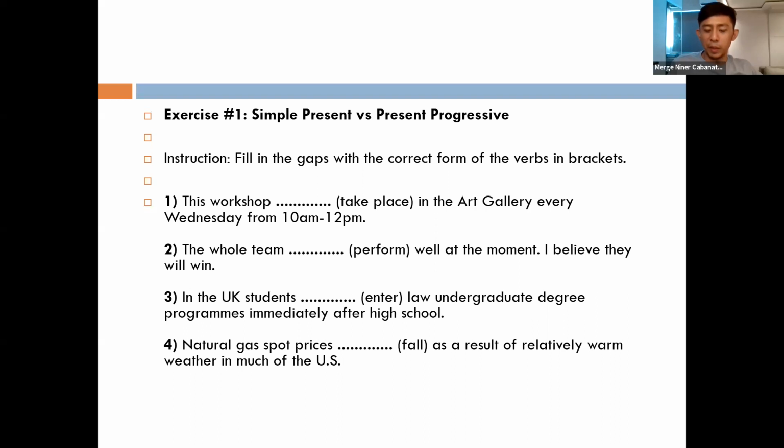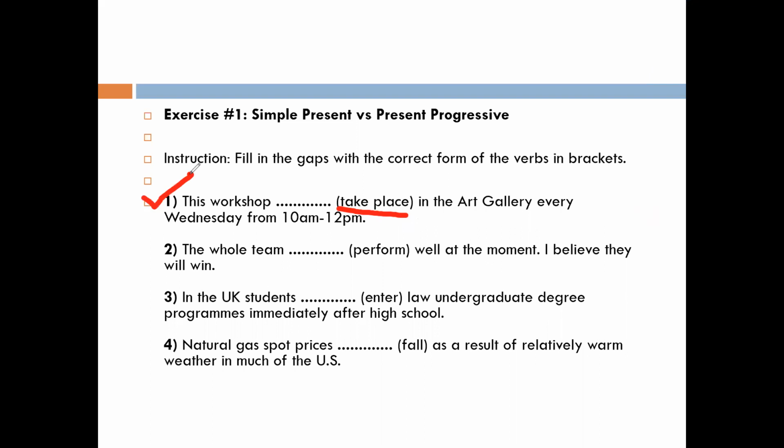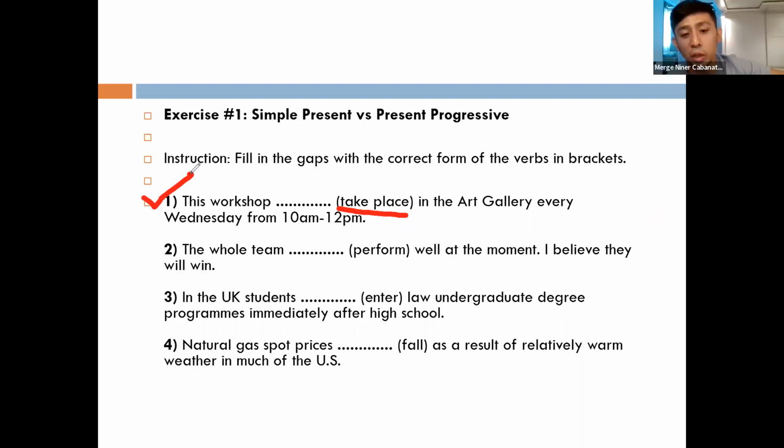Okay. So, simple present versus present progressive. We'll answer these. Number 1: this workshop takes place or is taking place in the art gallery?